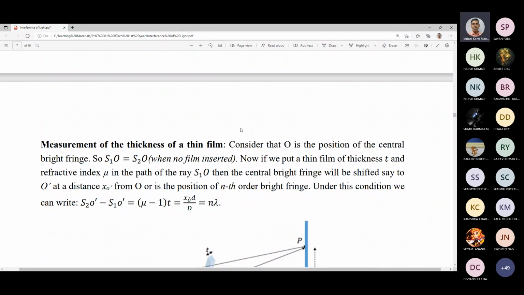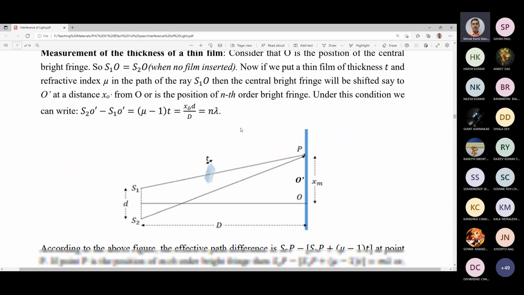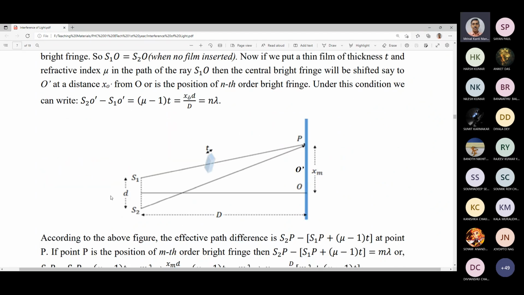Basically, we consider the double slit experiment. There are two slits, S1 and S2. Their separation is d. If we put one transparent material of thickness t and refractive index mu, then what will happen?